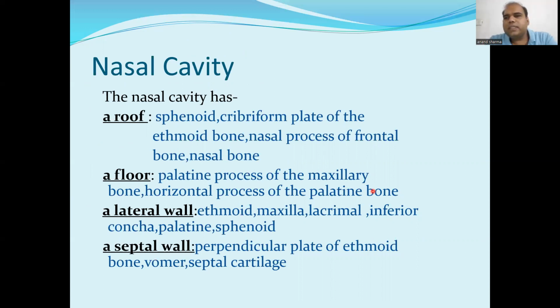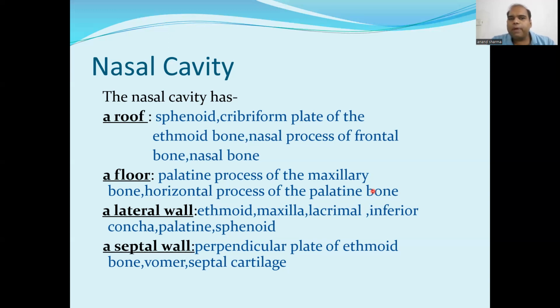So, we have discussed the external nose in detail. The other part of the nose is the nasal cavity. Nasal cavity is divided into two parts, right and left, by a septum, which is partly bony and partly cartilaginous. Each nasal cavity, that is the right and the left, has a roof, a floor, a lateral wall, and the medial wall. The medial wall is formed by the septum.